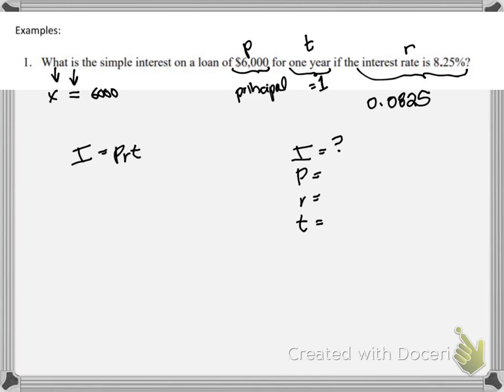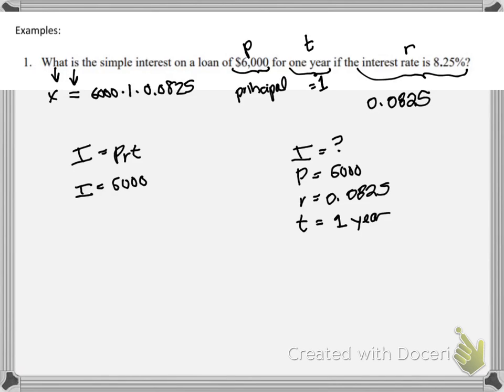What is the simple interest on a loan of $6,000 for 1 year at a rate of 0.0825? So let's go back and finish filling this out. 6,000 times 1 times 0.0825. Right, and we can fill it out down here too. Again, the principal is 6,000. The interest rate is 0.0825. The time is 1 year.